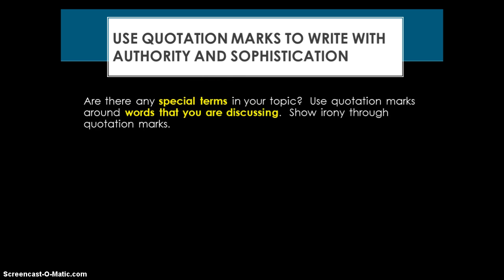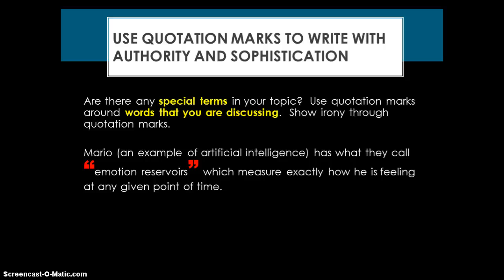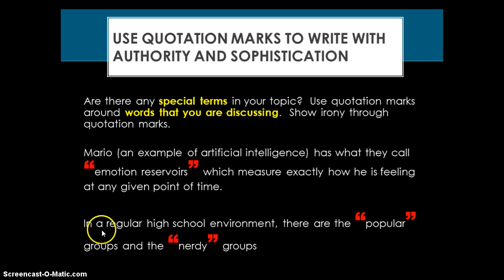And there will be terms that you're using to introduce special topic-related ideas. In this case, we're looking at artificial intelligence with a game figure, Mario. We're looking at the word "emotion reservoirs" as a special term, and we're talking about those emotion reservoirs, so we put quotation marks around it. Very similarly, in a regular high school environment, there are "popular" groups and the "nerdy" groups. We're talking about these terms as a way of categorizing groups, and so we're going to put them in quotation marks.